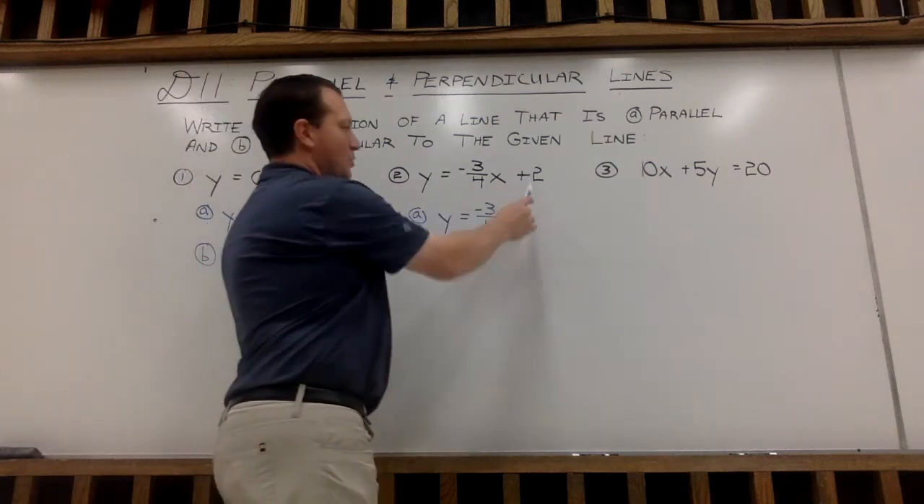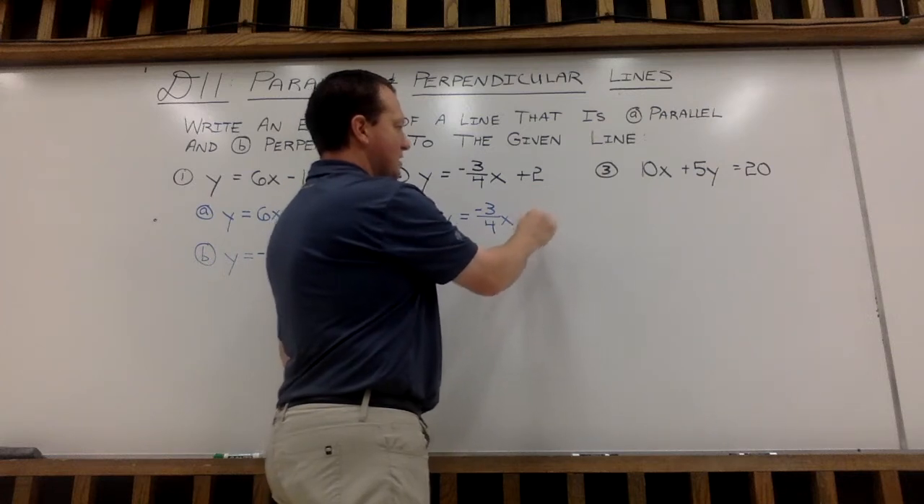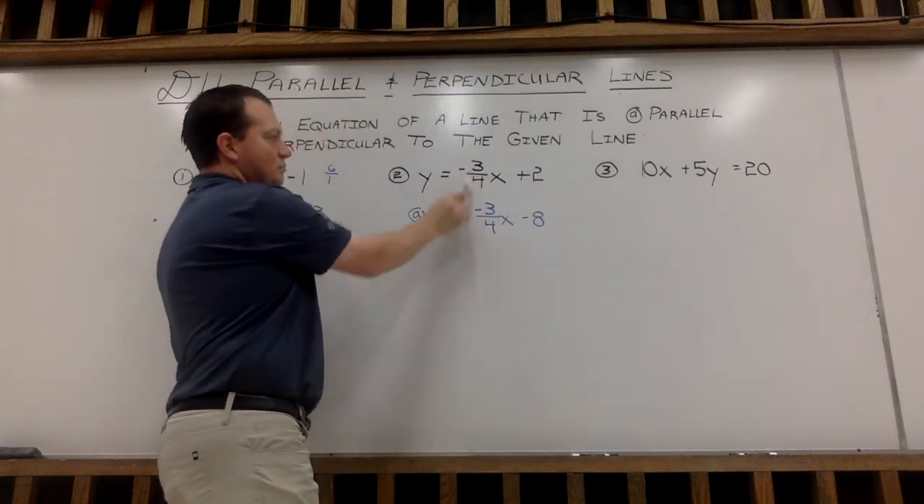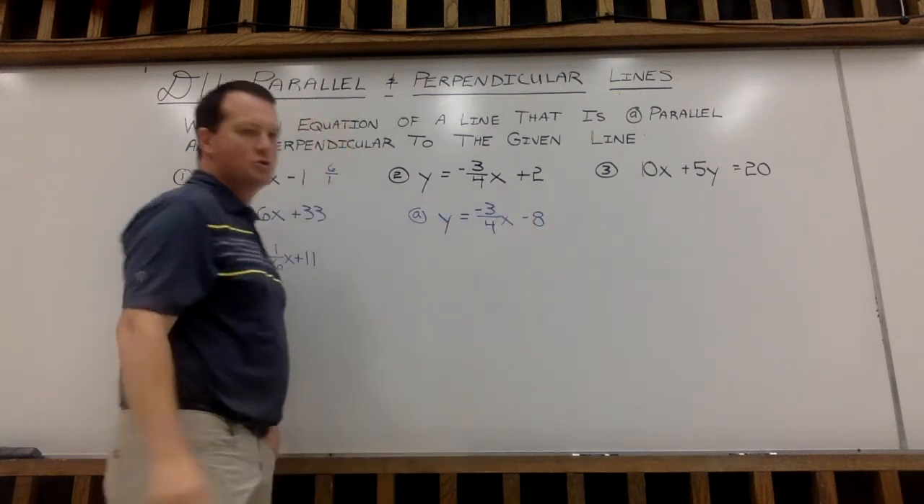But now I need a different y-intercept. I'm going to go with the negative number this time. Let's just go negative 8. So I've got the same slope, negative 3 over 4, negative 3 over 4, and then different b values, 2 and negative 8.